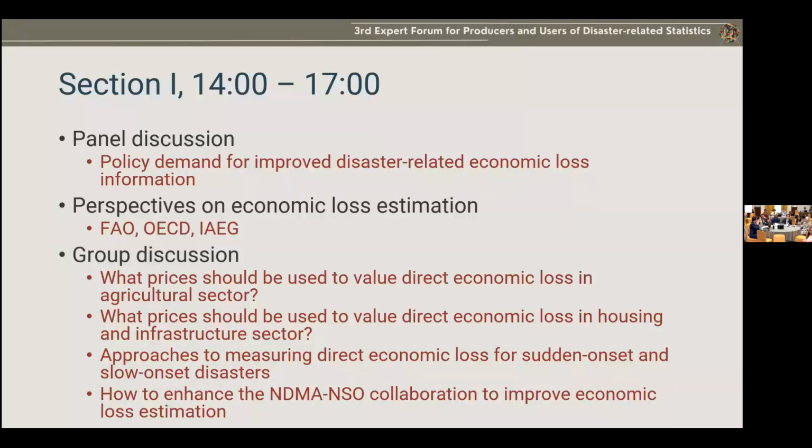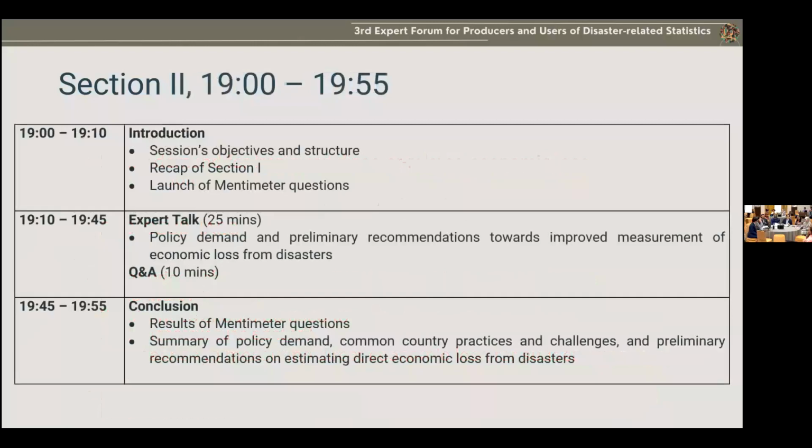Then the question would be how to enhance the collaboration to make sure that the economic loss information produced within the statistical system would make sense and reflect what we actually meant it to be. So those were the key questions that we had in the afternoon, and we divided into 4 tables. And I don't think I would summarize everything because I have experts on the table here who will bring us through everything. So this is what we're going to do now.